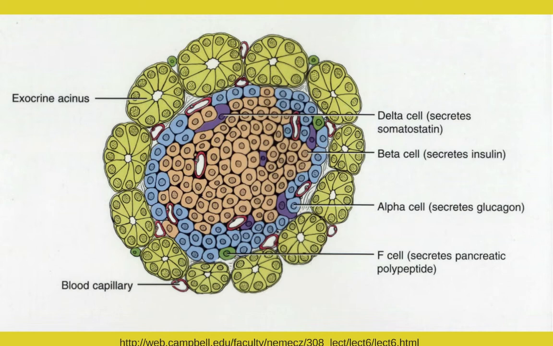You can see here the clusters of the islet cell. There are alpha, beta, and delta in the same cluster. There are also capillaries running through the cluster to make it easier to distribute the hormones through the body.